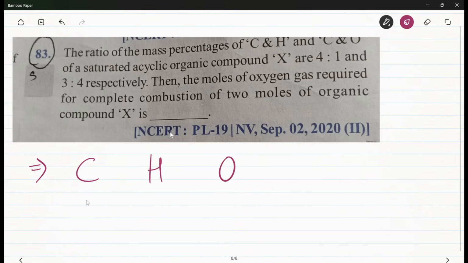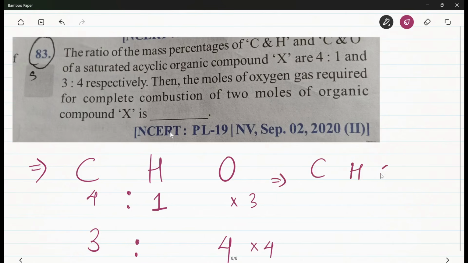Now first, C and H ratio, 4 to 1. That is mass percent, and can I take it the same as mass? No. Then 3 to 4. Now do one thing: multiply 3 here, multiply 4 here. What will happen to the mass percentages?